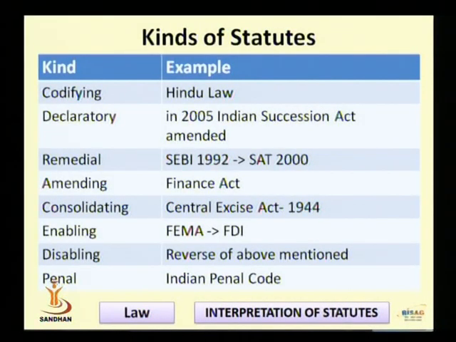The second kind of statute is the declaratory statute. This declaratory statute is also the act as declared by the legislature. But for example, before 2005, in the Indian Succession Act, it was not mentioned that daughters also have an equal right as the son in predecessor property.